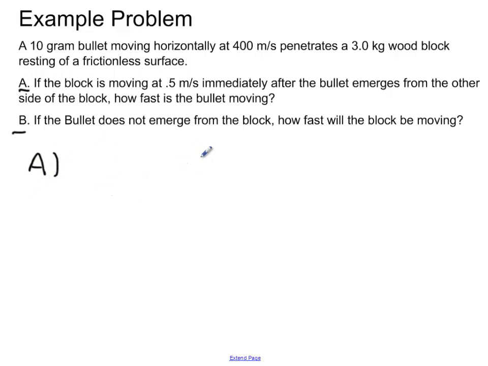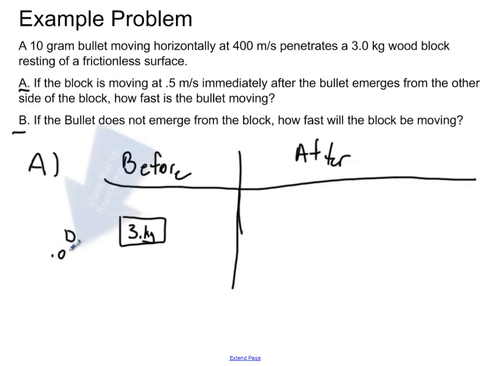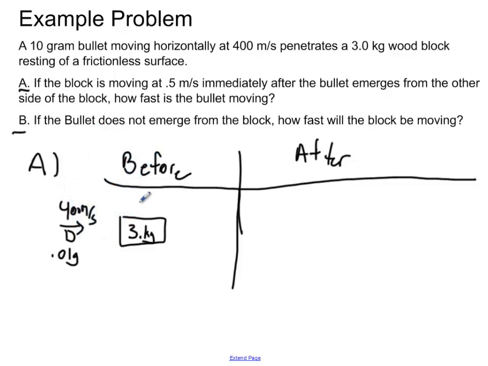I like pictures. Before and after pictures are to me the only way to do these problems. So before, after. And you have to define what's the before and what's the after. Well, this is before the bullet hits the block and after the bullet emerges from the block. So initially I have a block and it tells me it's 3 kilograms and I have a bullet. And the bullet is 10 grams, which is 0.01 kilograms. And it's moving this way. It says 400 meters per second. This thing is at rest.